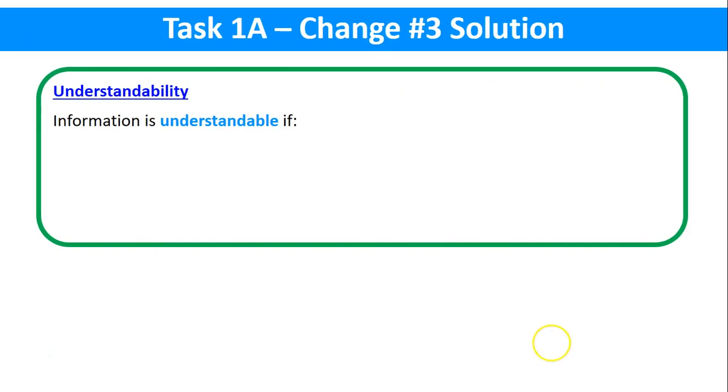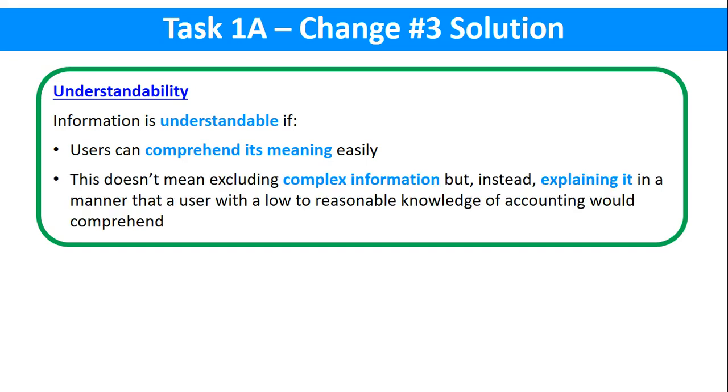So defining understandability, it means information is understandable if users can comprehend its meaning easily. And it doesn't mean we need to exclude complex information, but basically we need to explain it in a manner that a user with reasonable knowledge of accounting would comprehend.